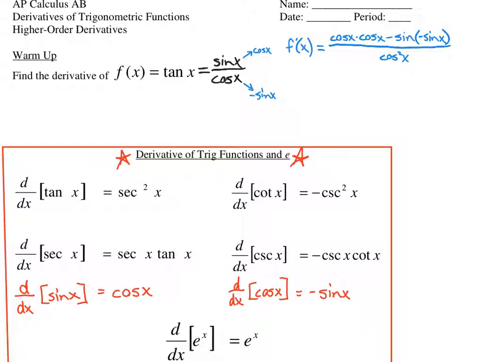But let's go ahead and simplify this, alright? What does our numerator come out to? Cosine squared x plus sine squared x. Ah, someone remembers their Pythagorean identity. Cosine squared plus sine squared, oh yeah. Do I have to go back? Cosine squared plus sine squared equals 1. This is 1 over cosine squared, which is? Secant squared. Okay? Oh, can you not cross that out?